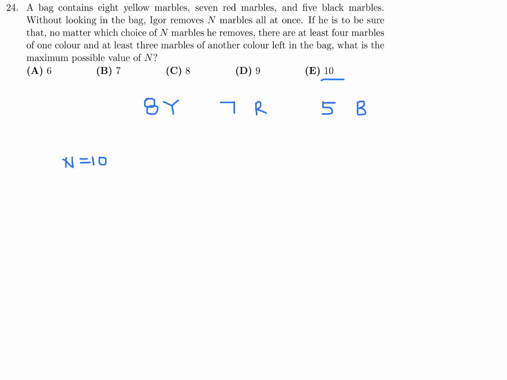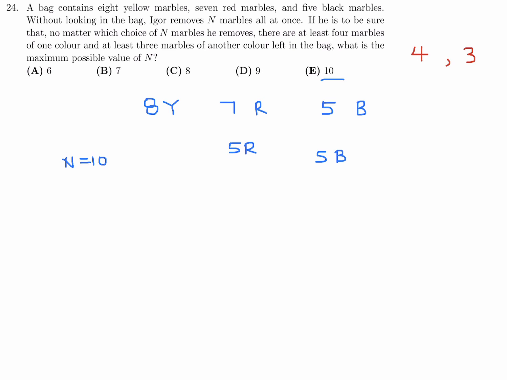First of all, what is it that we're trying to achieve? We want to have, as a final result, at least 4 of one color and at least 3 of another color. That is what we want. All right, let's see. If n is 10, if I take away 5 black, I'm looking at the extreme case scenario. I'm trying to make this not work. Take all the black marbles away. And then I've got 5 left because I have to take away 10. And then the other 5, I'm going to take away the reds.